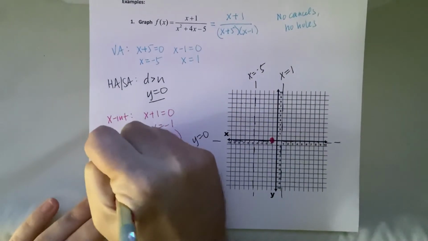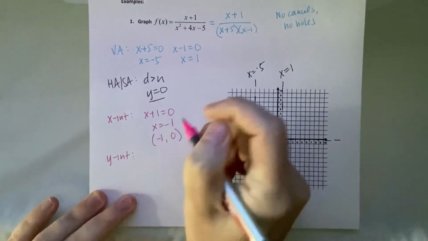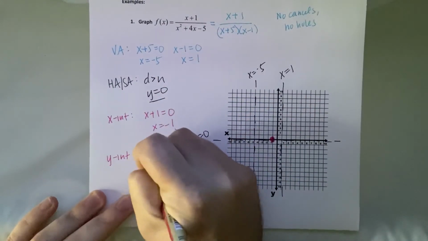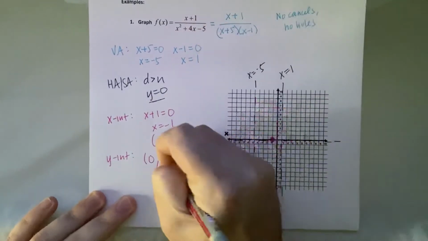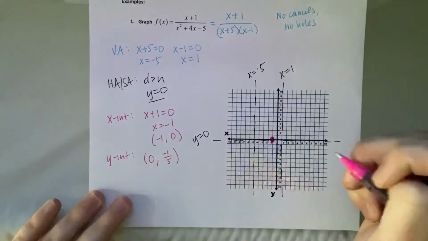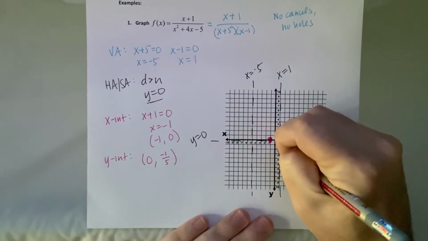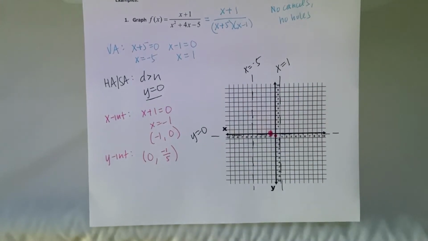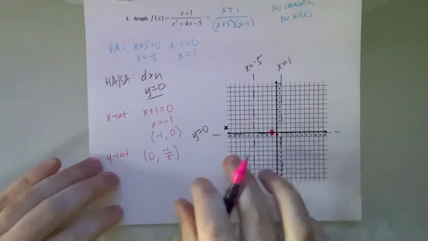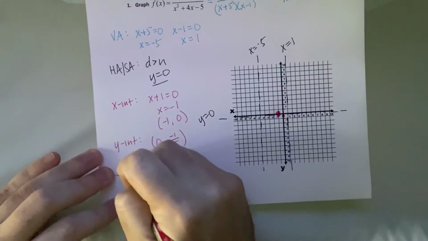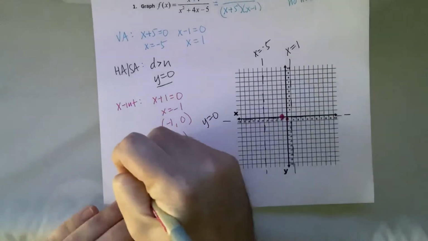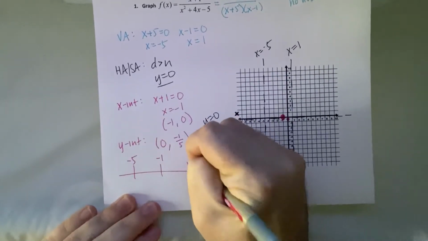The y-intercept is what happens when you plug in 0. So that would be the ratio of our coefficients here. 0 and 1 over -5, so -1/5. So we'll plot that here. The question is, how do I find what's graphing? So again, I can check positives and negatives using a test chart. All of my asymptotes and intercepts will go on there in order. So -5, -1, and 1.